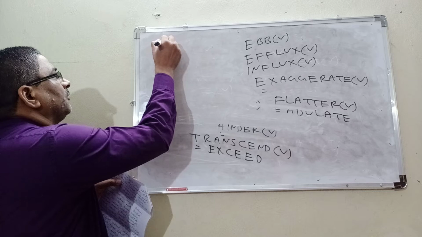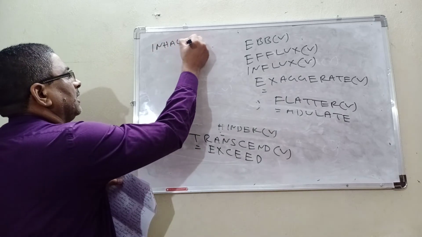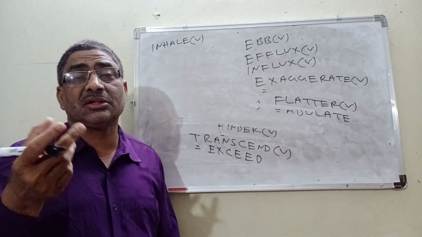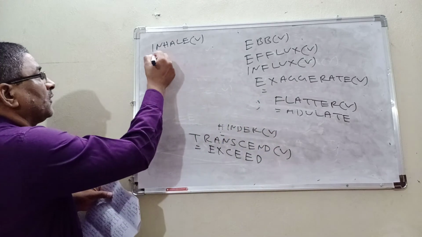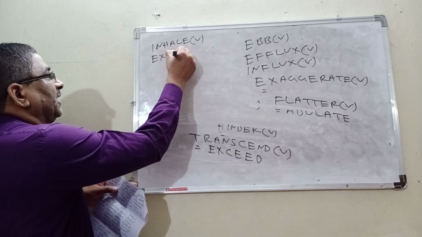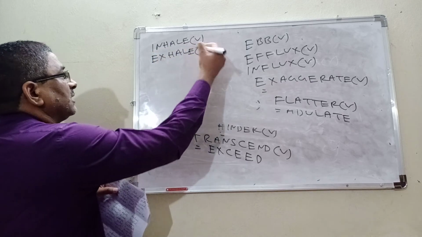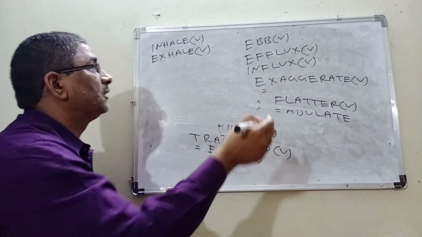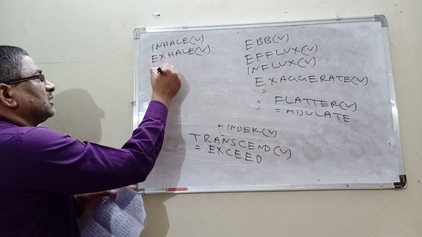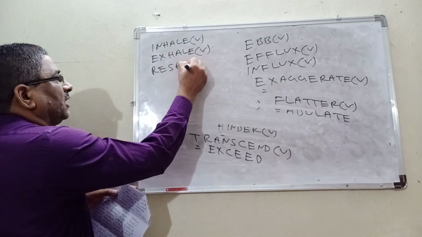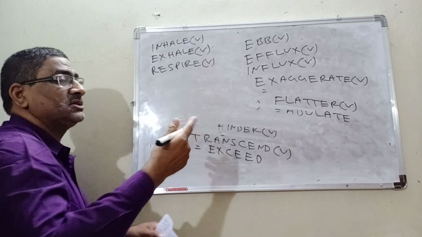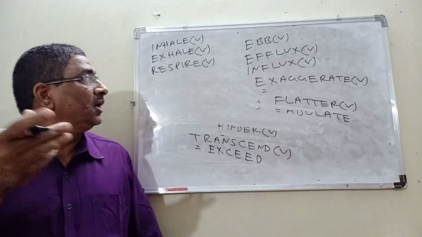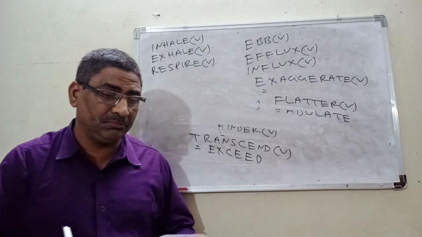Next, inhale. I-N-H-A-L-E. Inhale means to take air into the lungs. That's called inhale. It's the process of respiration. And what is the opposite word? Exhale. E-X-H-A-L-E. Exhale meaning is to leave the air outside. And if you combine both the things, we have a verb called respire. Respire meaning is to take air into the lungs and also to leave the air outside of the lungs. Respiration is a noun, respire is a verb.